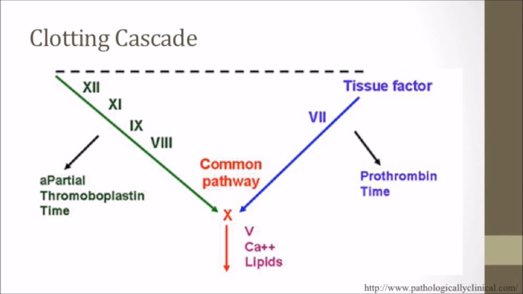In simpler terms, the clotting factors lead to the common pathway, which in turn goes to thrombin. Prothrombin activates thrombin, which then activates fibrinogen. Fibrinogen activates the fibrin clot, and that's how a clot is formed.